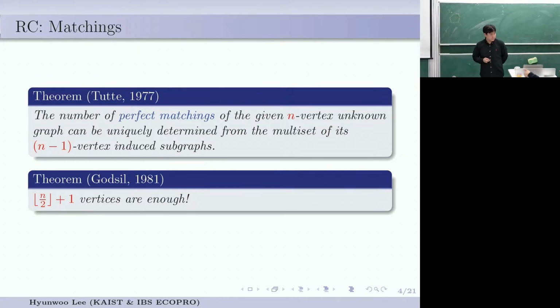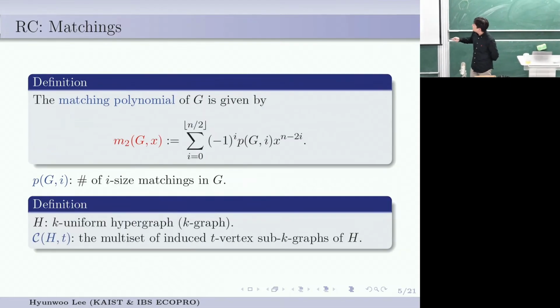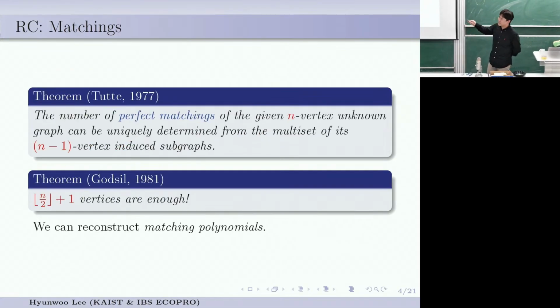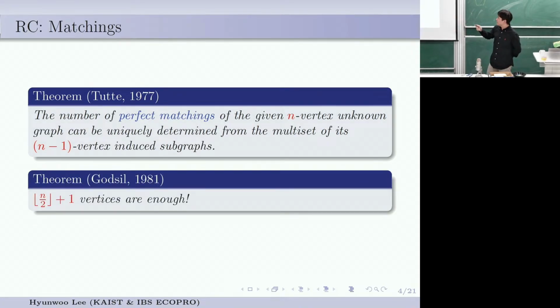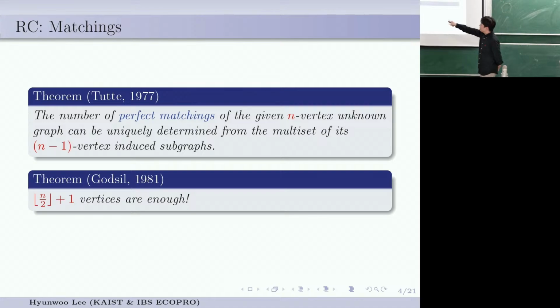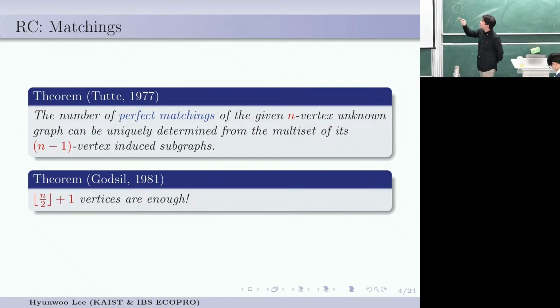Is that a tight result? Yeah, indeed, this is tight, but it will appear later. Okay. Yeah, this result is tight. I mean, tight in a very strong sense. So n over 2 floor is not sufficient to determine the number of perfect matchings.